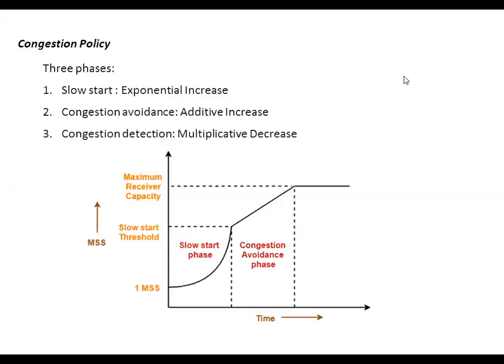So here the sender is going to start with the slow start phase, wherein the rate of data packet transmission will increase exponentially. Then it will go to the congestion avoidance phase, wherein the rate of transmission is additive increase. And once the sender detects congestion, it will go back to either the slow start phase or the congestion avoidance phase. So this algorithm is what we are going to discuss in detail in this video.